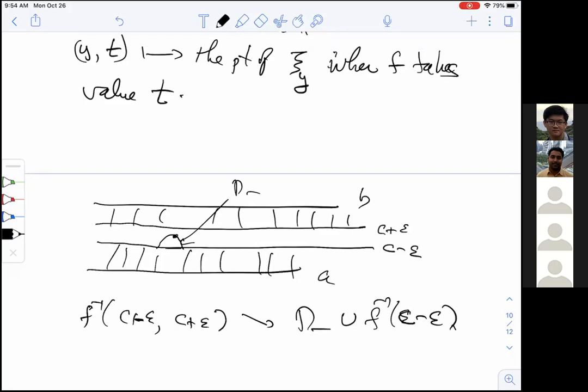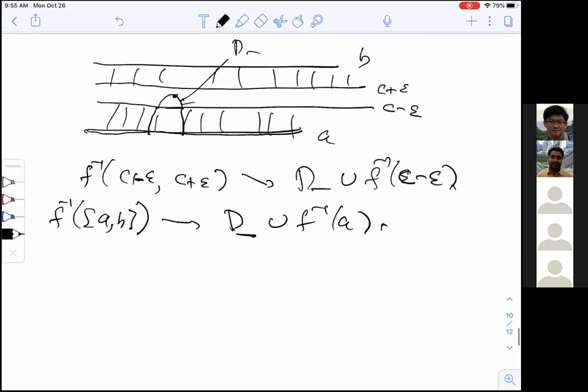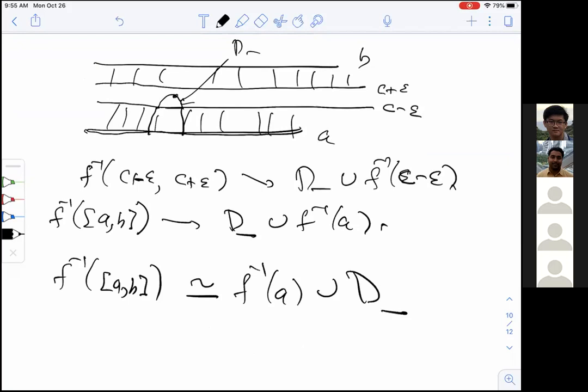So now you flow that further down and you see that this whole region contracts onto the descending manifold down to level A. So you get a deformation retraction of f inverse of [a,b] onto the descending manifold down to level A, union f inverse of a. So f inverse of [a,b] is homotopy equivalent to f inverse of a union this handle, which is in the negative Hilbert space. You might ask, well, what's the change in homotopy type? What change have you made in the homotopy type as you pass this critical point? Well, if the dimension of H minus is finite, we have an ordinary handle.